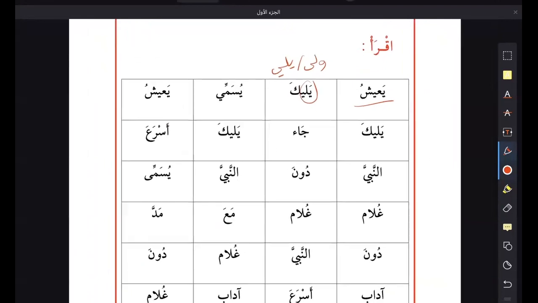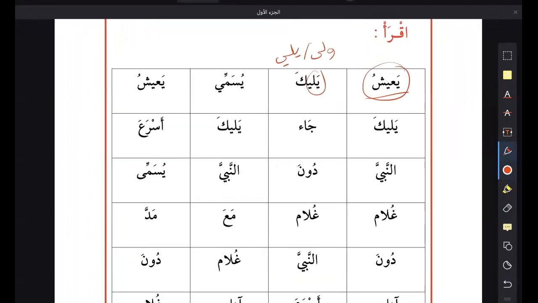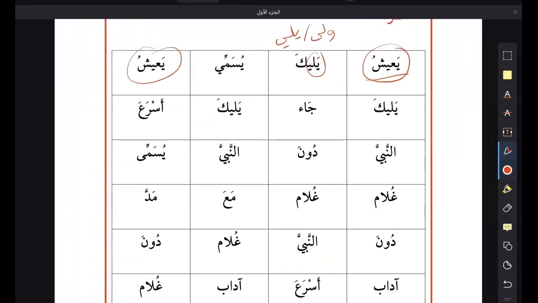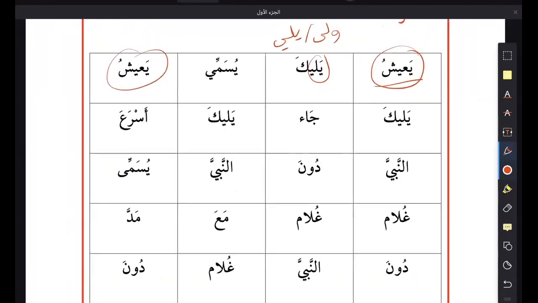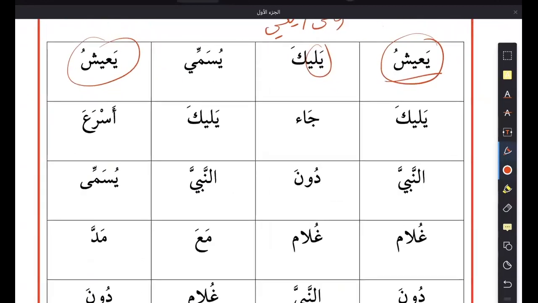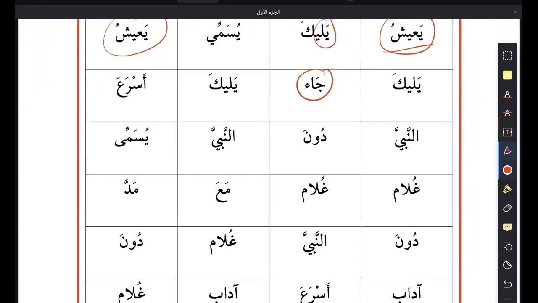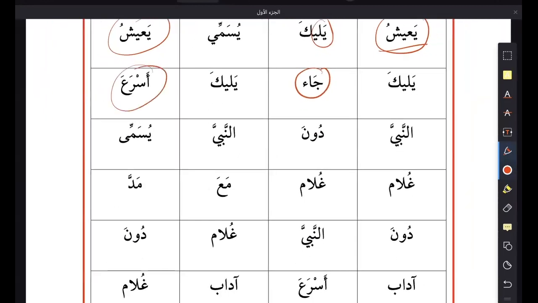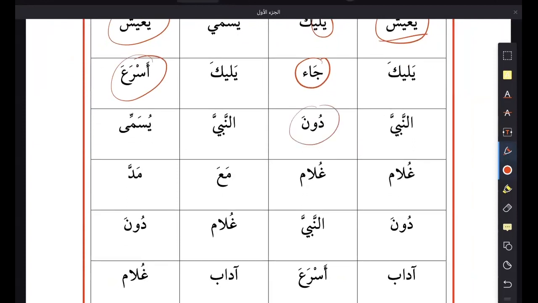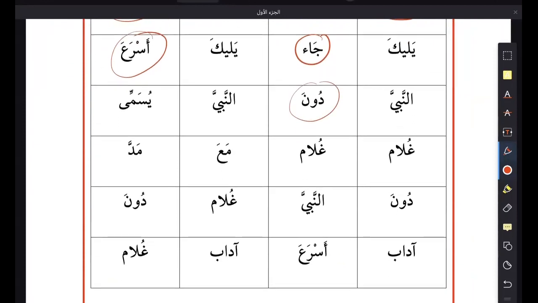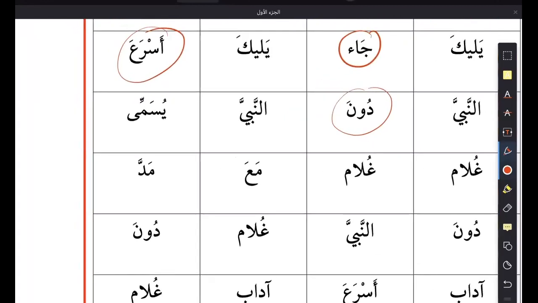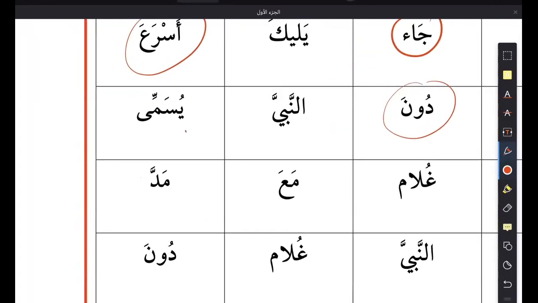Okay, so I think this is the kind of exercise where you match something like that. Anyway, as long as you know these new verbs, it is very important. Ja, okay, yaji'u, I give it to you. Asra, yusri'u. Duna means without. Okay, yusamma, samma, yusammi. So the past tense is samma.